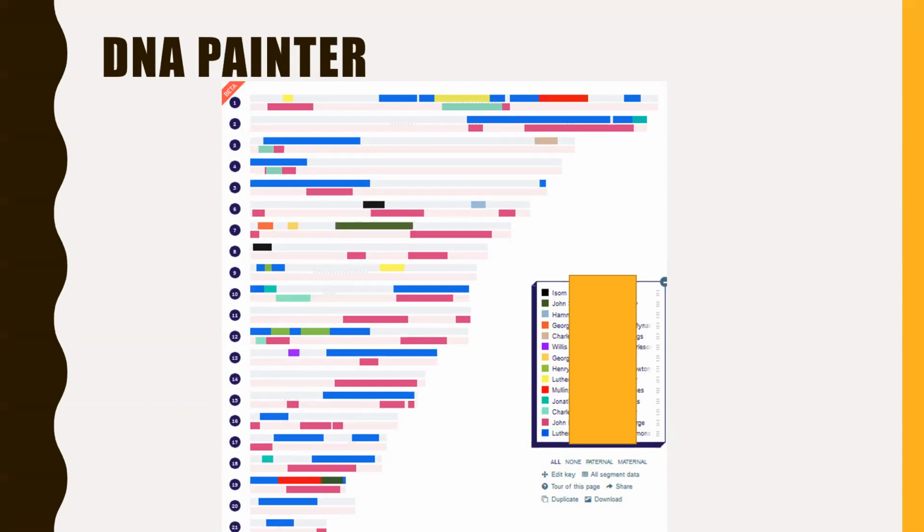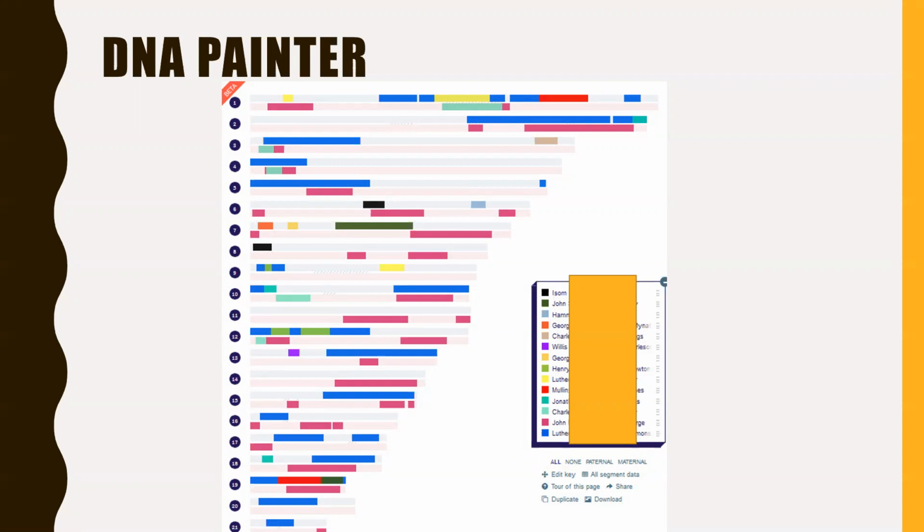But once you've determined, like in the case of Jaylyn, if I painted Jaylyn to my chromosome browser in DNA Painter, I would attach her to my mom's side, my maternal chromosome, because she's related to me through my mom.